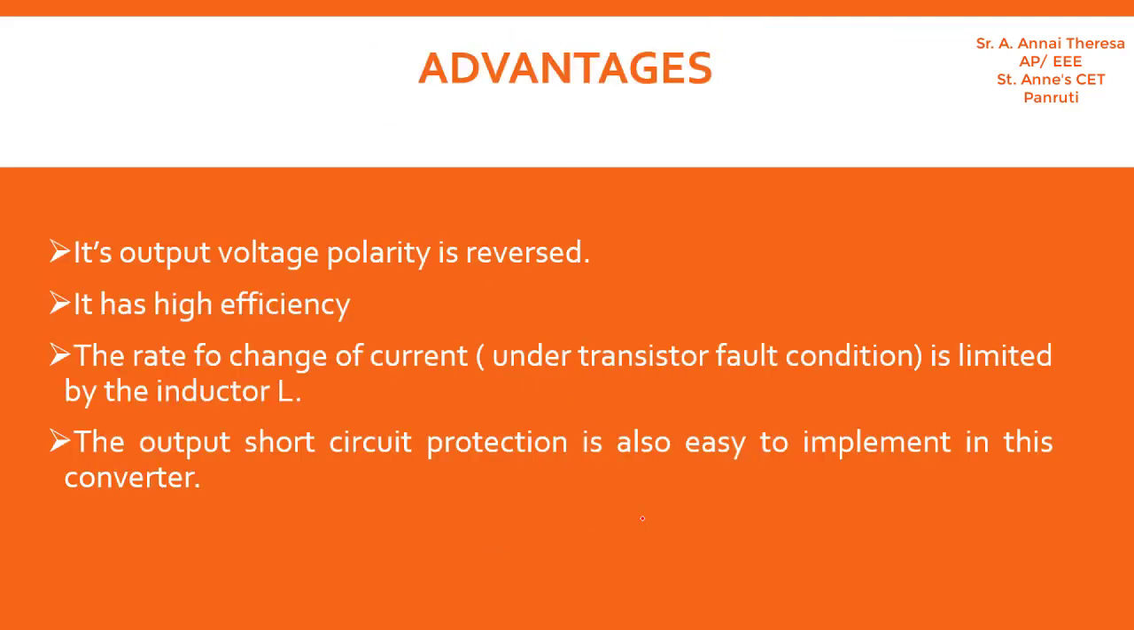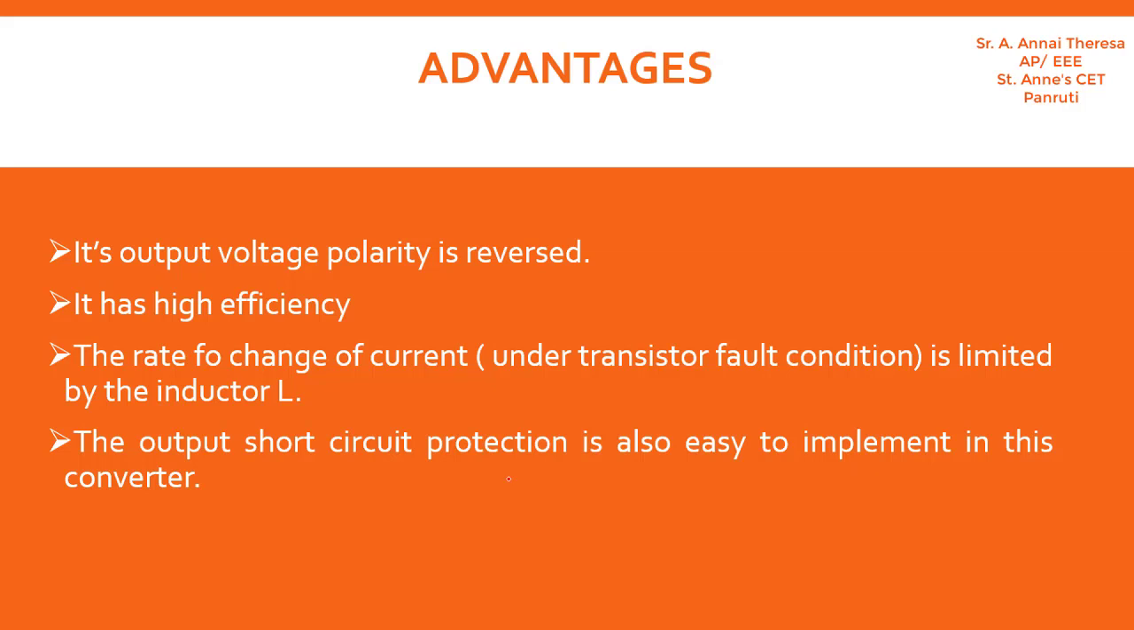What are the advantages? Its output polarity is reversed, that is also one advantage. Then its efficiency is high. Then the rate of change of current is limited by the inductor L. So under transient fault conditions, the current should be limited, and this is done by the inductor. Then output short circuit protection is also easy to implement in this converter.